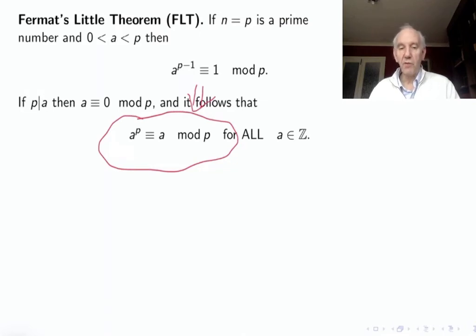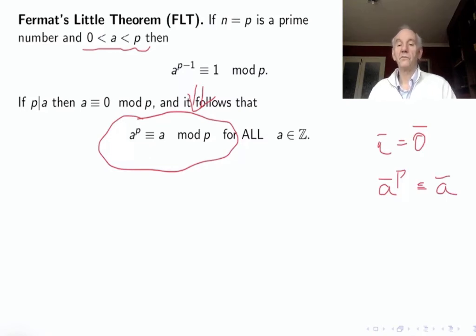But the point is, we can now remove the restriction that a is not divisible by p, that a is non-zero as a class. And we can remove that restriction now, because this formula will also be true if a is divisible by p, or if a bar is 0. It's obviously true if a bar is equal to 0 bar, because both sides will be 0 bar. So, if you like, we can rewrite that as a bar to the p is equal to a bar. So if a bar is 0, obviously that's true.